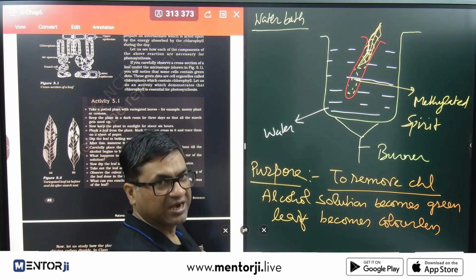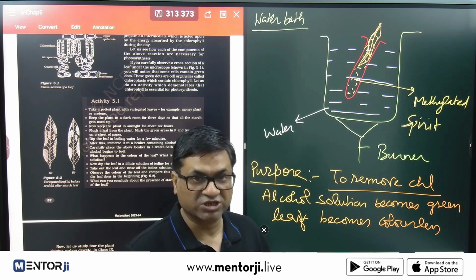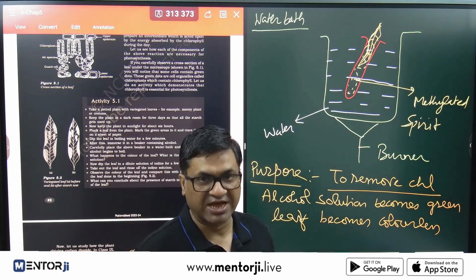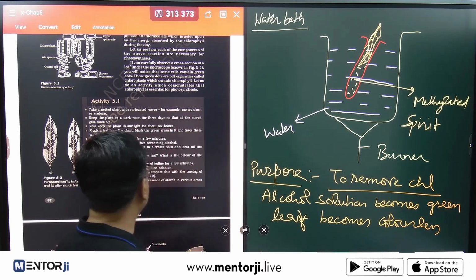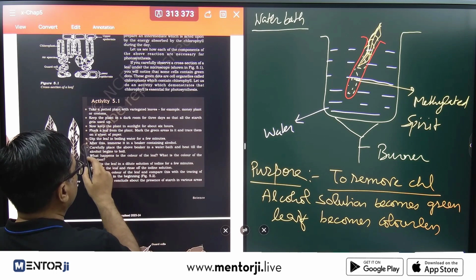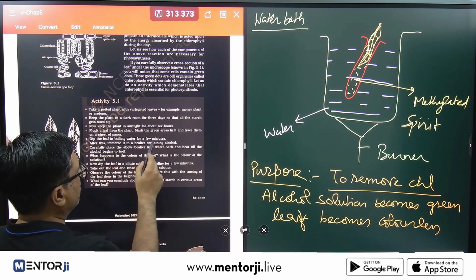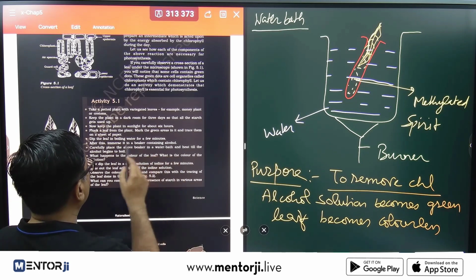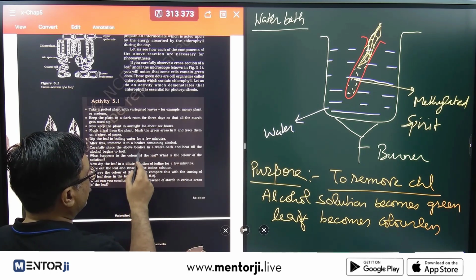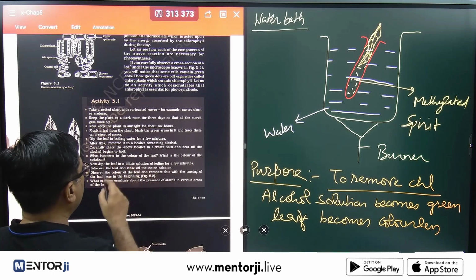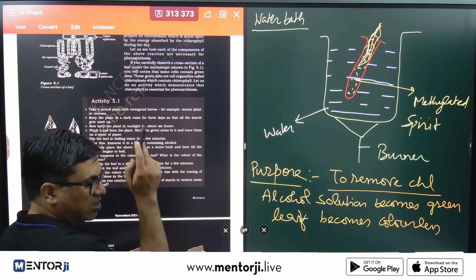Leaf becomes colorless. All are potential questions which can be asked in the exam. You will see the same questions given in your activity as well. Dip the leaf in boiling water for a few minutes. After this, immerse it in a beaker containing alcohol. Carefully place the beaker in a water bath and heat till the alcohol begins to boil. What happens to the color of the leaf?